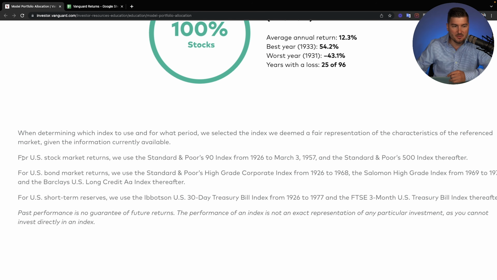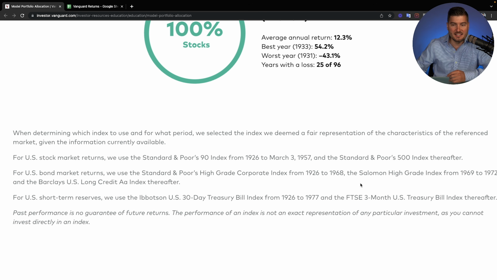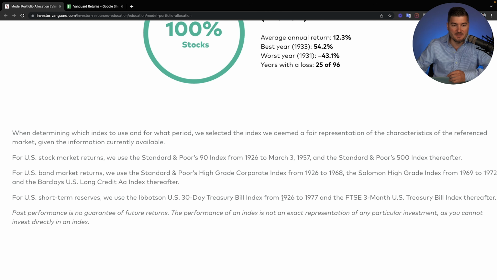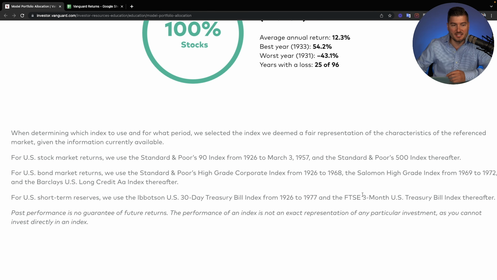For the U.S. stock market returns right here, they use the Standard & Poor's 90 from 1926 to 1957, and then after that, they just use the S&P 500. For the bond market returns that we're going to talk about, they use the S&P High Grade Corporate Index from 1926 to 1968, and then they switch to the Salomon High Grade Index from 1969 to 1972, and then after that, the Barclays U.S. Long Credit AA Index thereafter. And then for the U.S. short-term reserves, they use the Botson U.S. 30-day Treasury Bill Index from 1926 to 1977, and then the FTSE 3-month U.S. Treasury Bill Index after that.